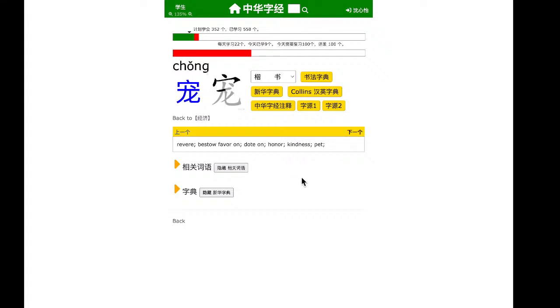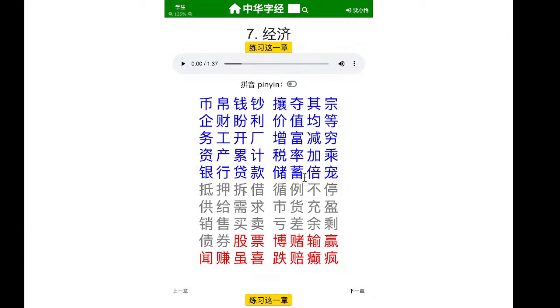宠 can mean to revere or bestow favor on, dote on. Spoiling a child is called 宠爱. Pets are called 宠物. They're your favored animals that you take care of and dote on. But here, 被宠 in this context, 储蓄被宠.